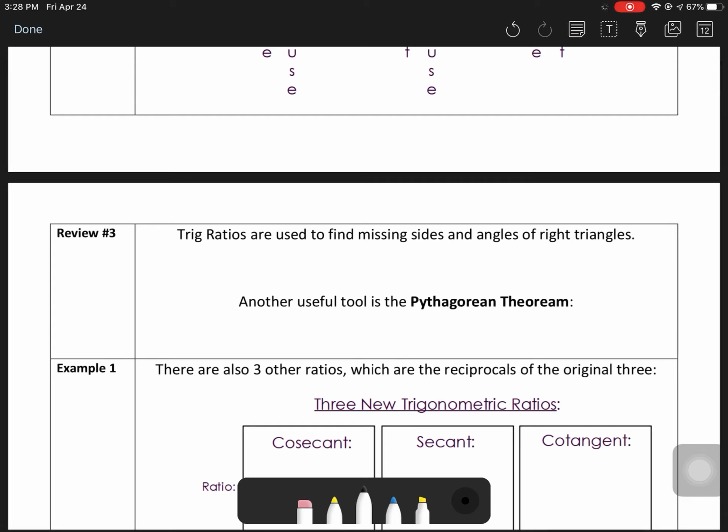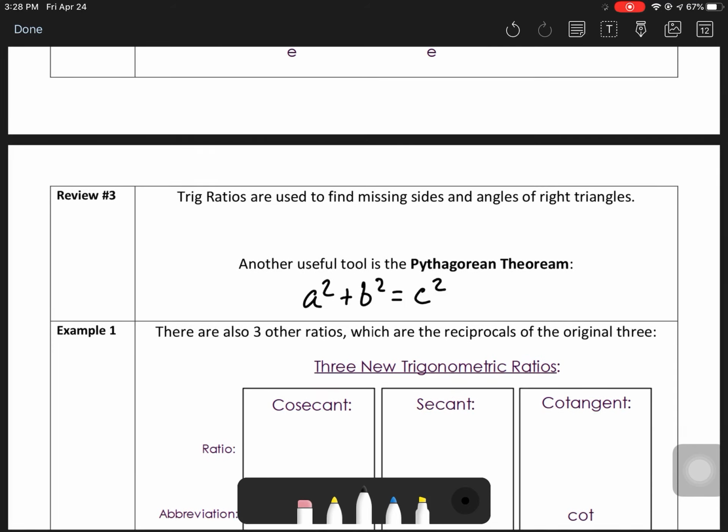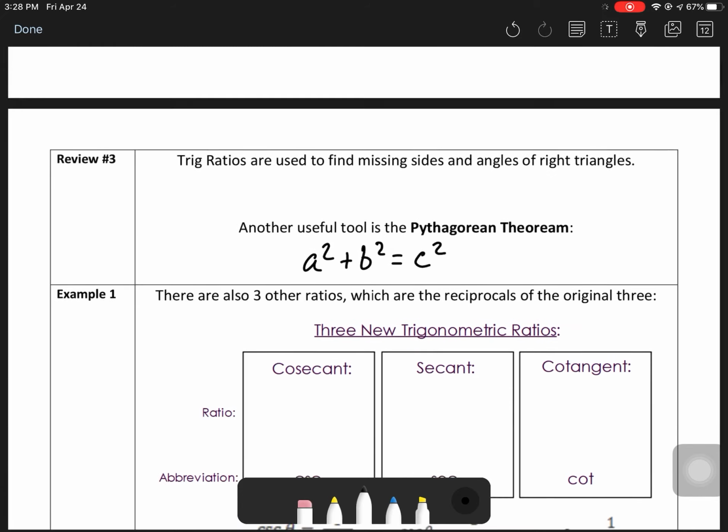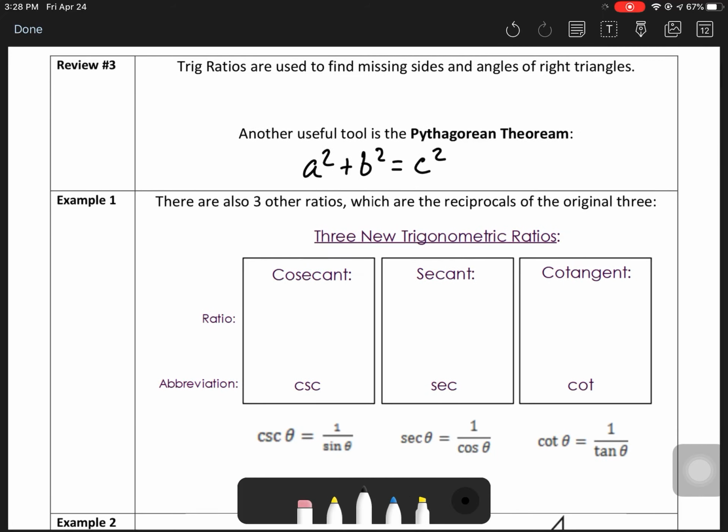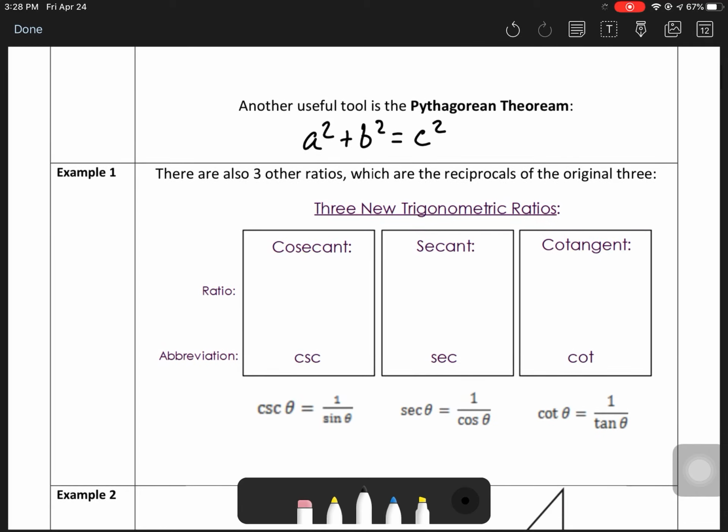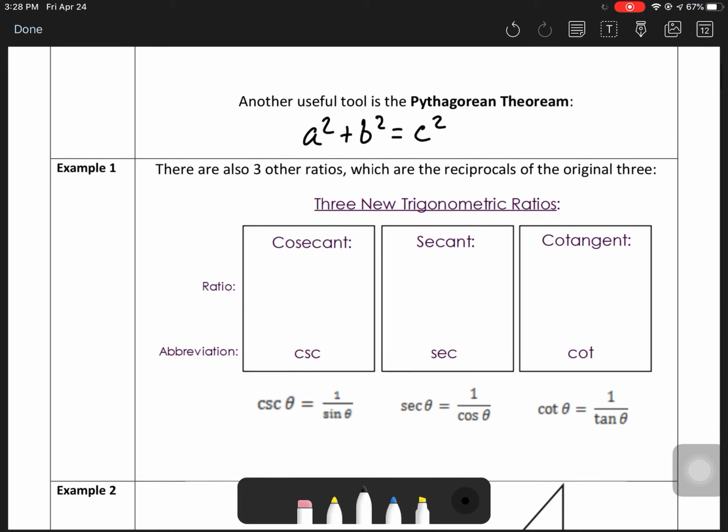Another useful tool that we'll be using in this unit is the Pythagorean theorem. Remember that is our a squared plus b squared equals c squared. And we use the Pythagorean theorem to find missing sides of right triangles. Now this is new. There's also three other ratios, which are the reciprocals of the original three. So the three new trig ratios are cosecant, secant, and cotangent.